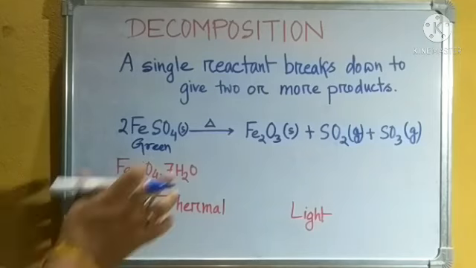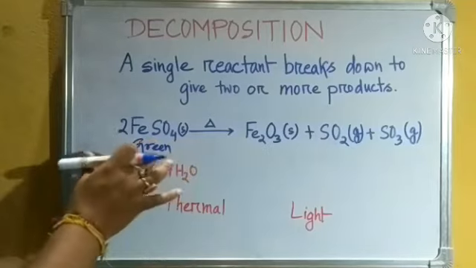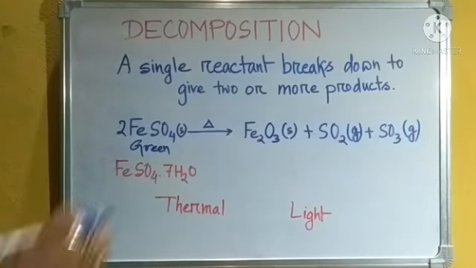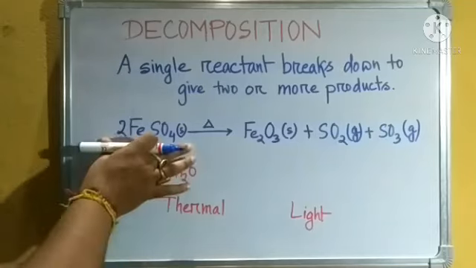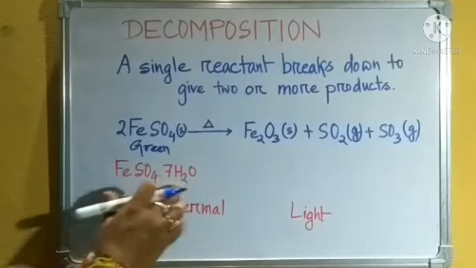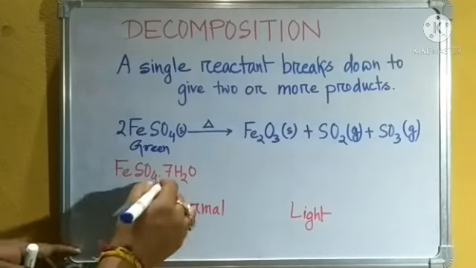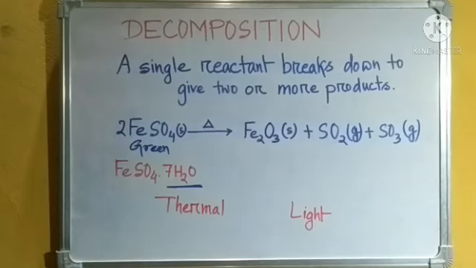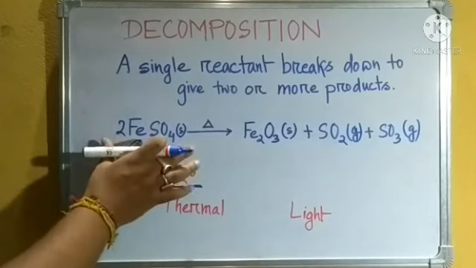So this is ferrous sulfate, green in color, and we will heat the crystals of ferrous sulfate salt. Generally ferrous sulfate does not exist in this formula, it exists in this formula, that is ferrous sulfate heptahydrate, 7H2O. Now you will think, sir has brought up a new formula. Ferrous sulfate itself is difficult, and now I am giving you another formula, 7H2O, and saying that it exists as this.